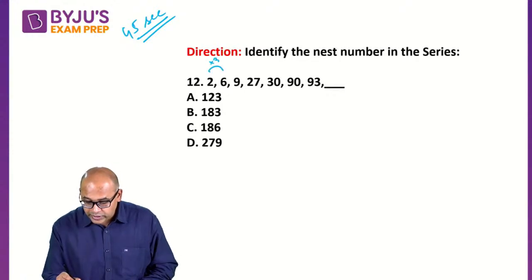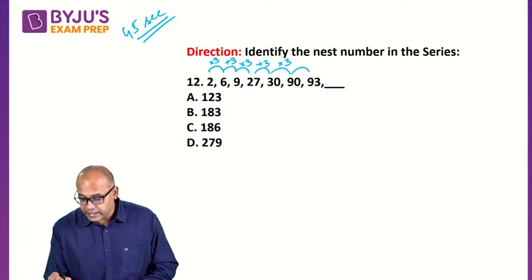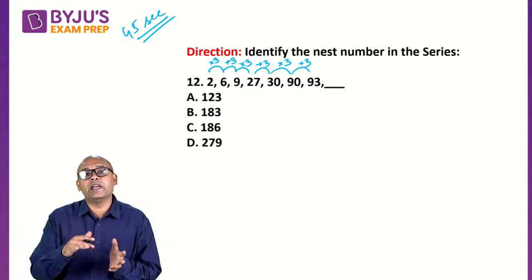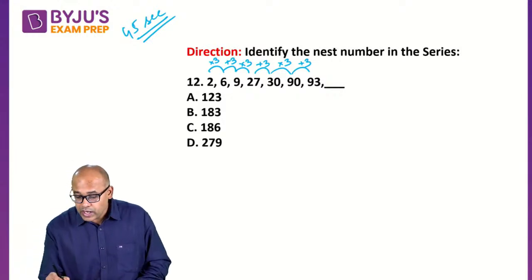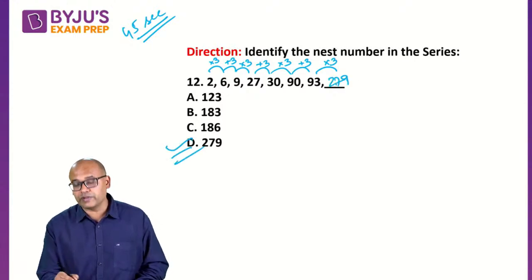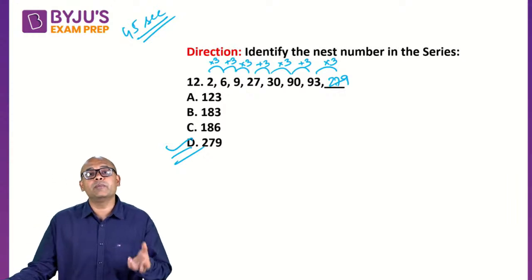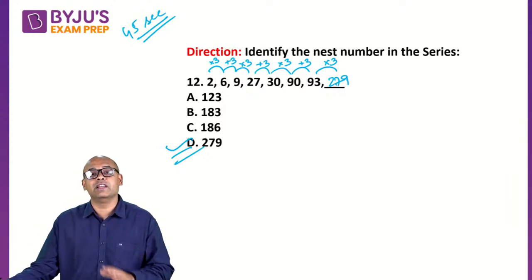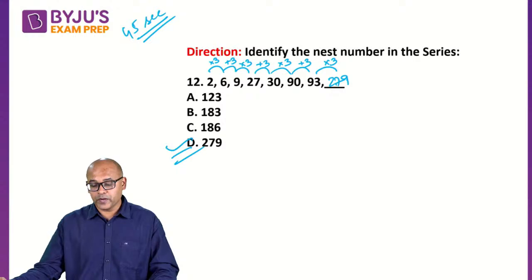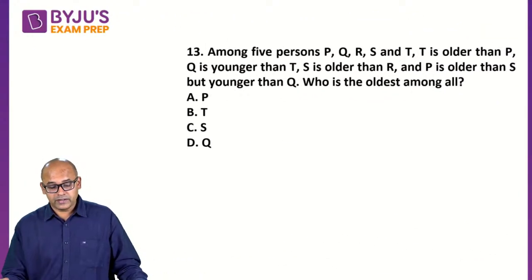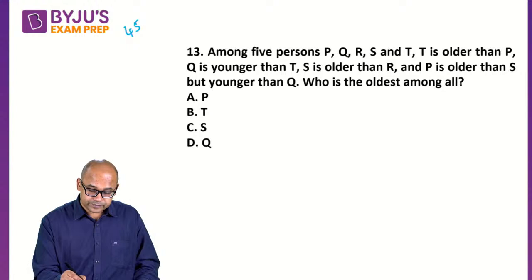2 and 6. So 2 into 3 is 6. 6 plus 3 is 9. 9 into 3 is 27. 27 plus 3 is 30. 30 into 3 is 90. 90 plus 3. So it is alternately multiplying by 3 and adding 3. So if plus 3 gave 93, now next should be into 3. So 93 into 3 is 279. The answer should be 279. So the logic is alternately multiplying by 3 and adding 3. Okay, that's the logic. 13th, 45 seconds.